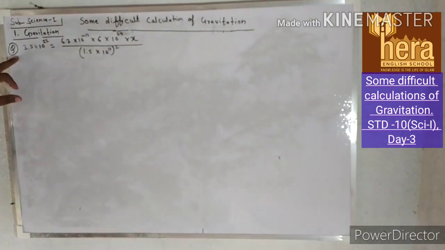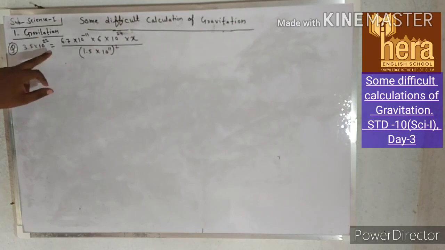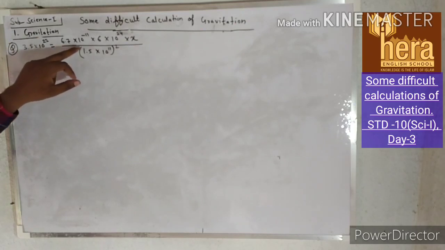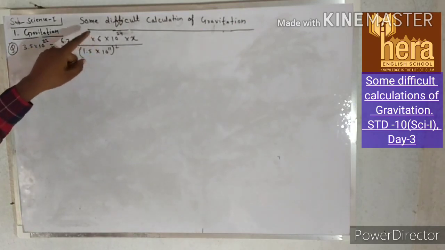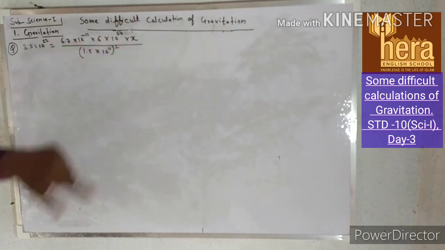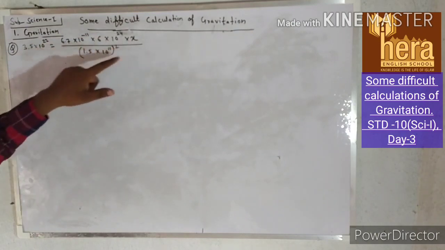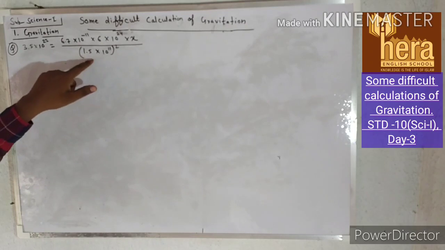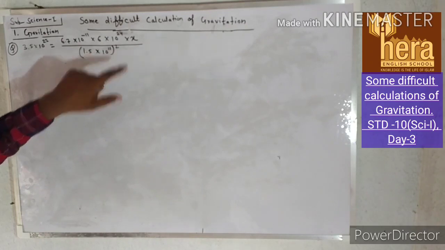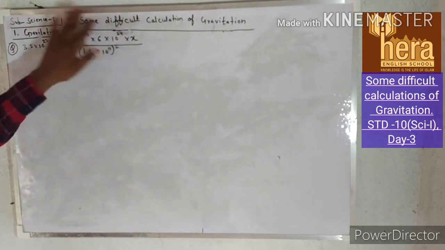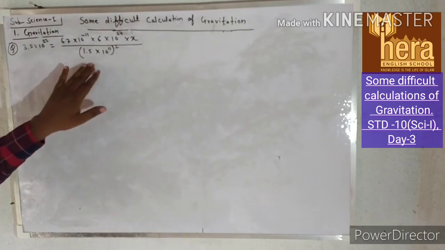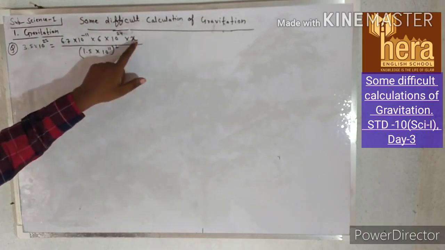So here is the second example. 3.5 into 10 raised to 22 is equal to 6.7 into 10 raised to minus 11 into 6 into 10 raised to 24 into x divided by the bracket 1.5 into 10 raised to 11, bracket close, square. In this you have to find the value of x.